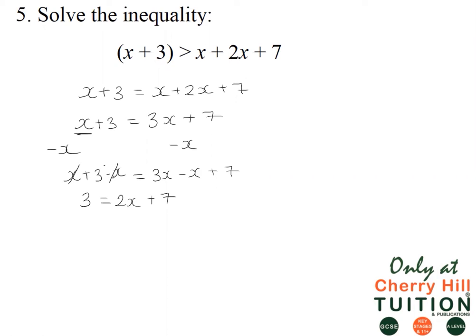Now let's move the plus 7 onto the left-hand side. In order to do this, we take 7 away from both sides, leaving us with 3 minus 7 is equal to 2x plus 7 minus 7. And on the left-hand side, 3 minus 7 is minus 4. And on the right-hand side, we are just left with 2x because the 7's cancel out. And now we just need to get rid of this multiplied by 2, and we can divide both sides by 2, leaving us with minus 4 divided by 2, which is minus 2, is equal to x.